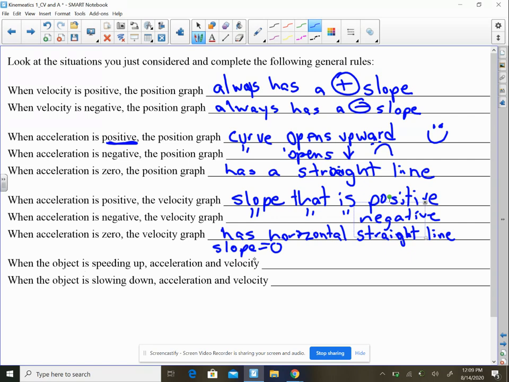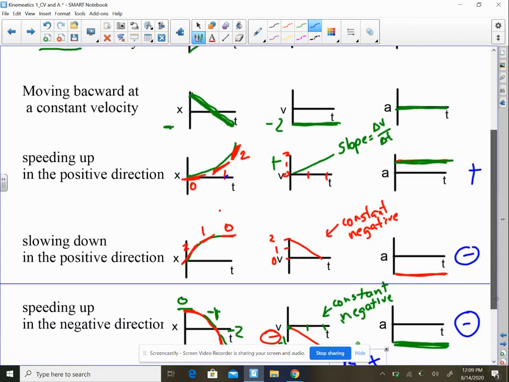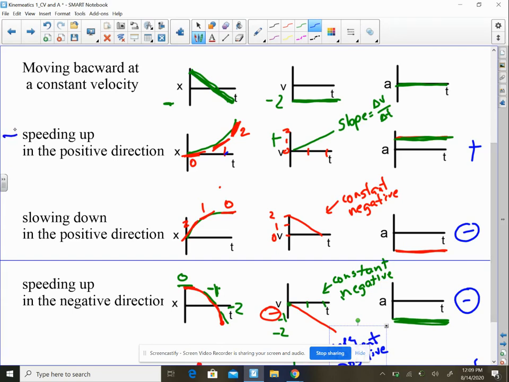So here's the last one. When the object is speeding up, tell me about the acceleration and the velocity. Going back, look at the two instances where we have speeding up: speeding up in the positive direction and speeding up in the negative direction. If you're speeding up in the positive direction, the velocity is positive, the acceleration is positive. If you're speeding up in the negative direction, you have negative velocity, you have negative acceleration. The signs match. The opposite is true for slowing down.